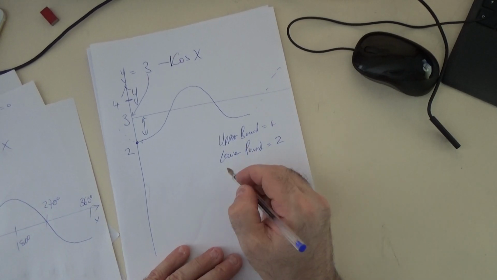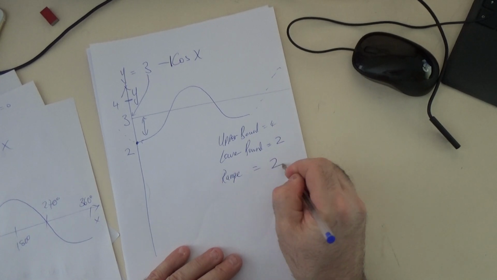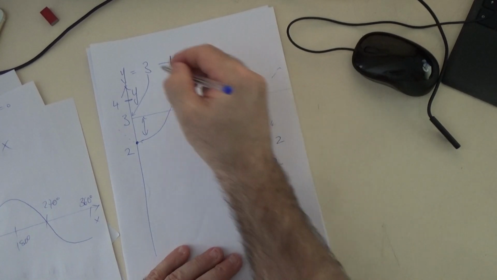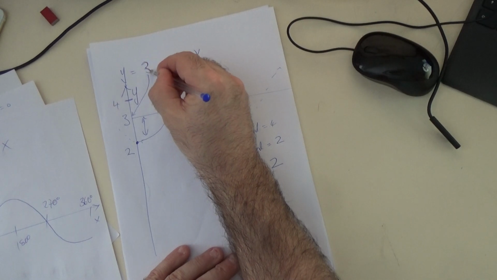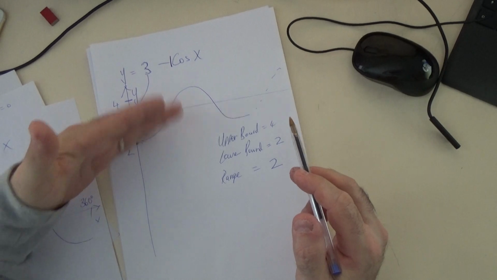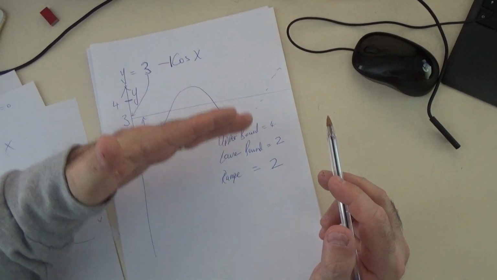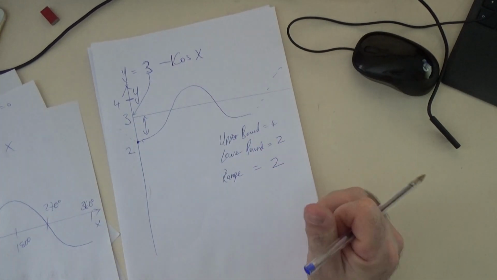Anything else I can say? The range equals 2. Now that's interesting. You might think, oh, the big number 3 here, this could have been 11, this could have been a million. Doesn't change the fact that this thing is only adjusting itself up and down in a range from lower to upper bound of 2. Okay, what's the period?